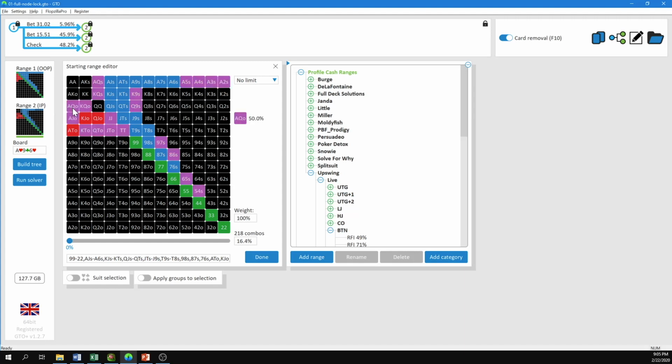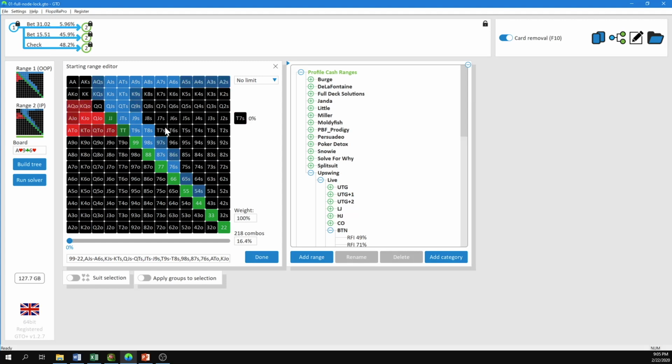You're going to see some of these combos I have weighted at 50%. Some of the stronger hands in this range, like ace queen suited, king queen suited, ace queen offsuit, etc., are going to be split as 3-bets or calls. And then some of the weaker hands, like some of the offsuit Broadway, some of the lower suited connectors, are more split as calls or folds.